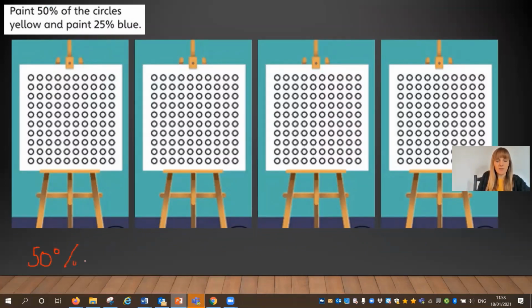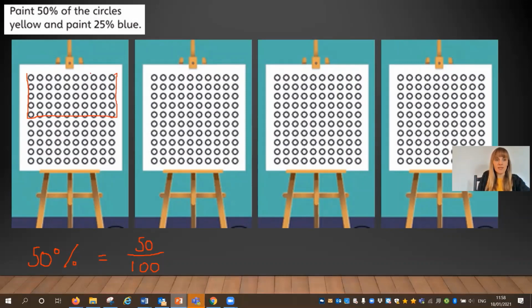Now we've just found out that percent means out of, and that fraction line there can mean out of as well, out of 100. So 50% is actually the same as saying 50 out of 100. Now we can show that really easily, can't we, on here, because each of our easels contains 100 circles. So 50 out of 100, we would count down by 5, okay, and we would go along by the 10.